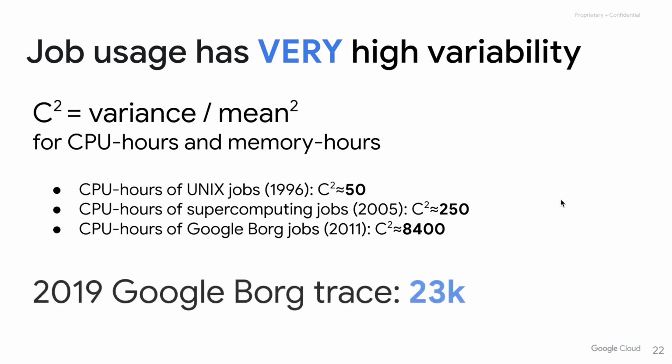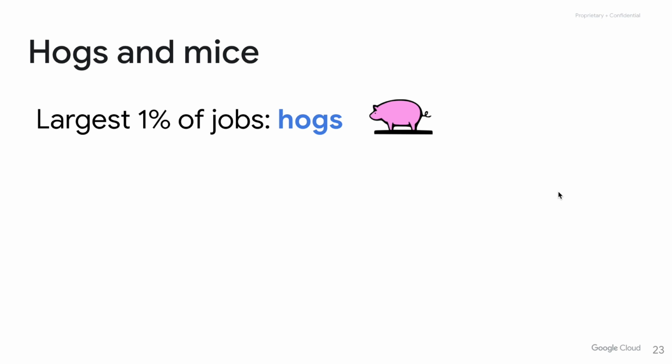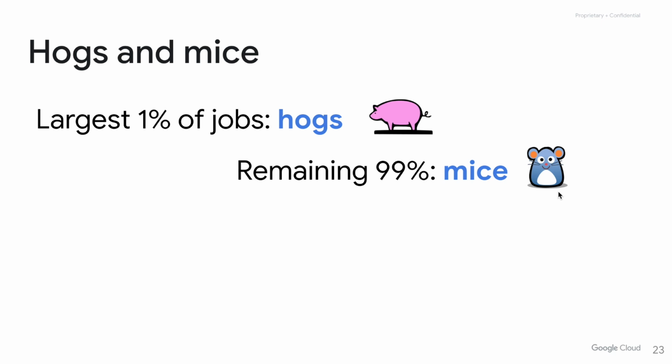This is the largest c-squared value recorded for any published cluster trace, and it has really big implications for scheduling and cluster management. To understand these implications, let's begin by introducing a little bit of terminology. So we call the largest 1% of jobs in our cluster hogs, and we call the remaining 99% of jobs mice.